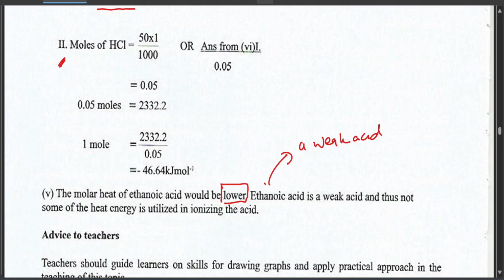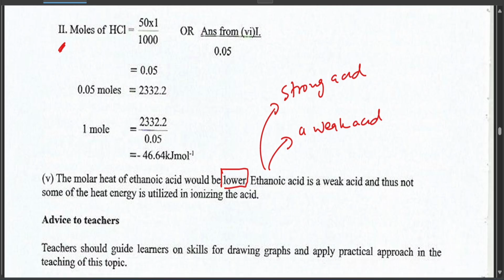It's opposite to a strong acid. A strong acid uses most of the heat in ionizing that acid. But for a weak acid, the reaction itself is very slow. So therefore, the molar heat will be lower. Okay.